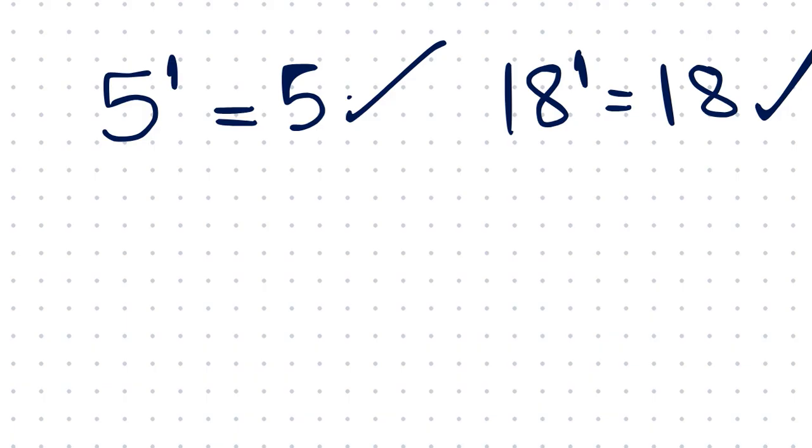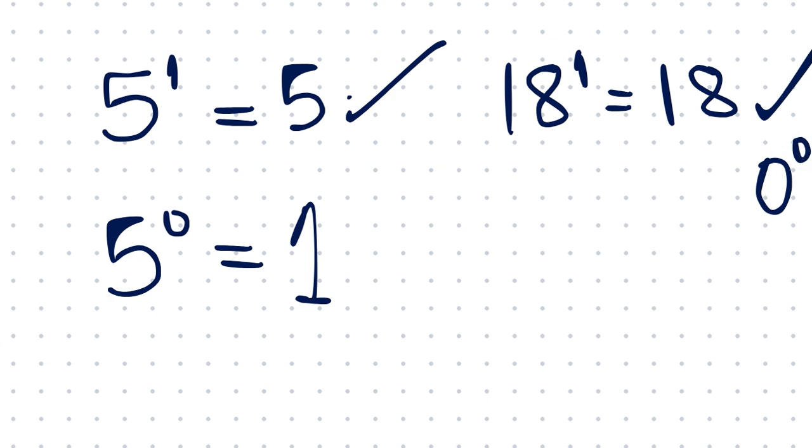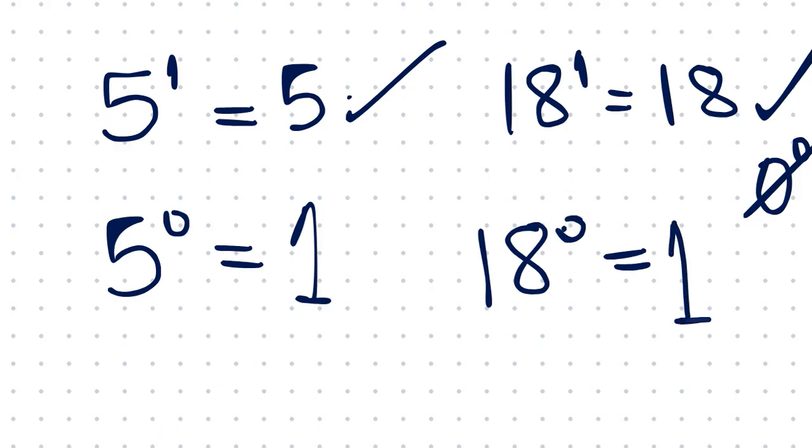Another important hint for you is, let's say, 5 to the power of 0. 5 to the power of 0 is equal to, let me hear the answers. No, it's not 0. 5 to the power of 0 is equal to 1. So any number raised to the power of 0 is equal to 1, with one exception: 0 to the power of 0 is not equal to 1, but that's something that we'll talk about later. So 18 to the power of 0 is still equal to 1.